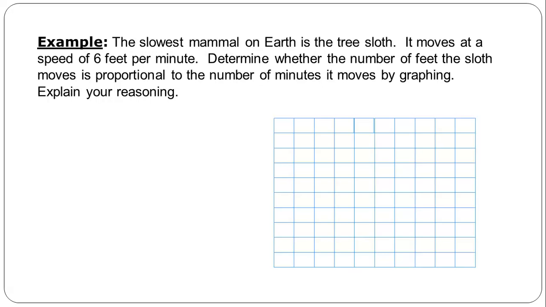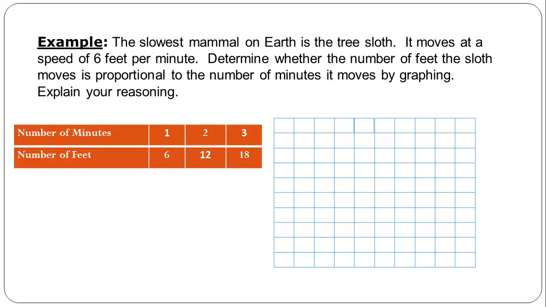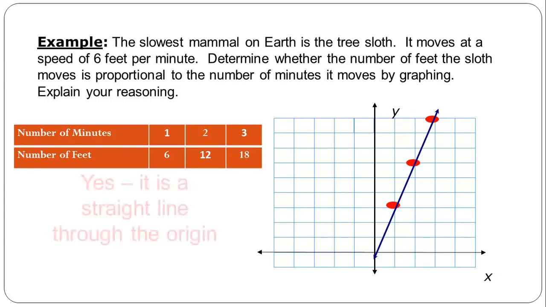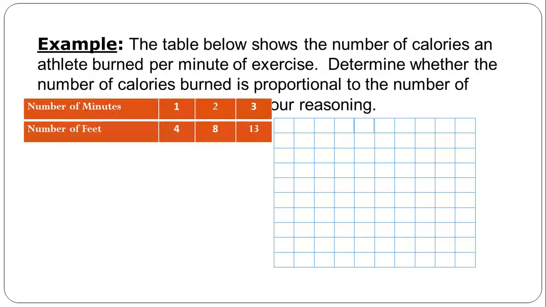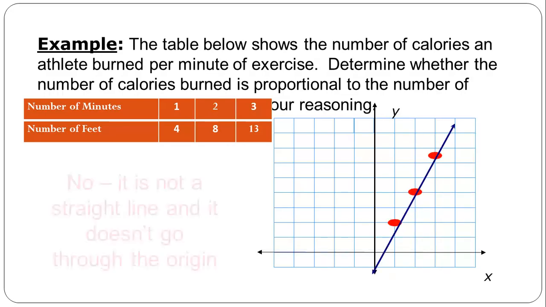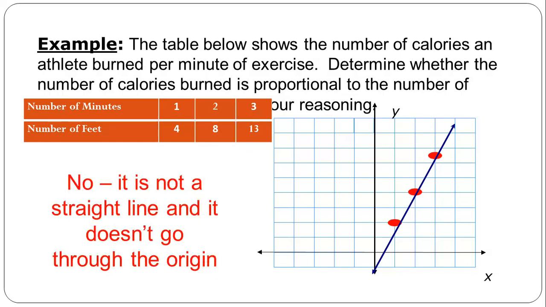Example, the slowest mammal on earth is a tree sloth. Ito papakita ko lang para makita natin. So ito grinap natin yan dyan sa y and x axis. And then in every 1 minute, meron tayong 6 feet. Okay. Sa 2 minute, meron tayong 12 feet. Sa 3 minute, meron tayong 18 feet. And kapag ka-draw natin yun, straight siya, diba? So, meaning proportional siya. Next, the table shows, ito naman, kapag ka-graph natin siya, so hindi siya proportional. No, it is not a straight line and it doesn't go through the origin.